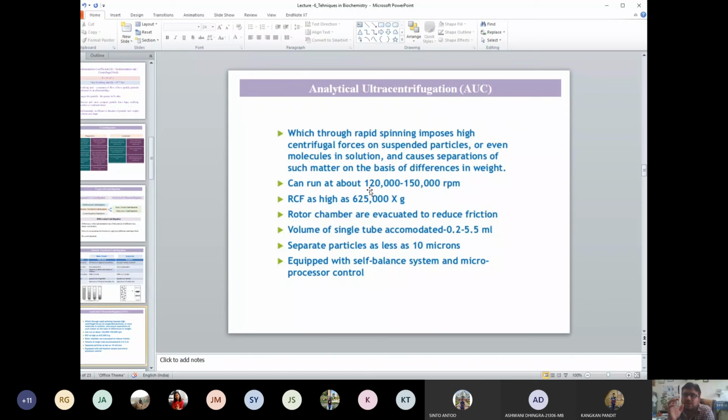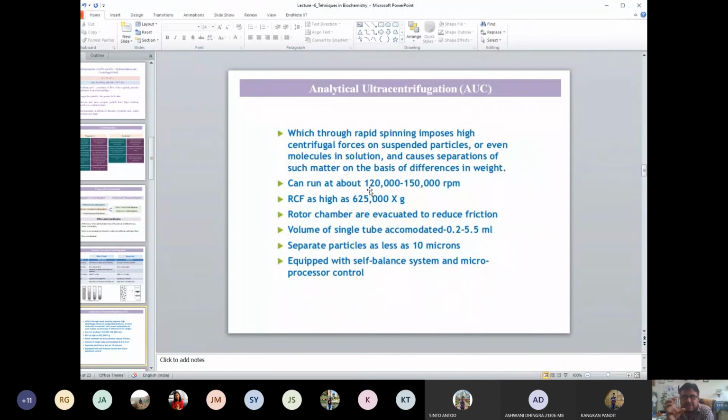So this is one of the common accidents which happens. That's why all these ultracentrifuges have automatic imbalance sensors which will tell you that there is a problem in the sample or the centrifugation tube which you have used along with the sample, and unless it is balanced, it will not allow the ultracentrifugation to run.